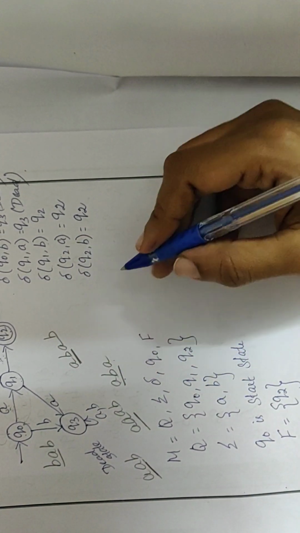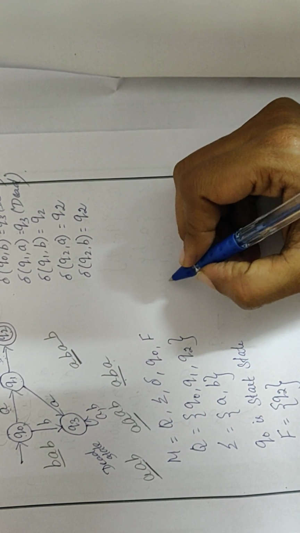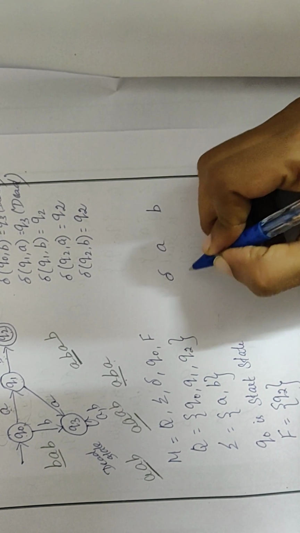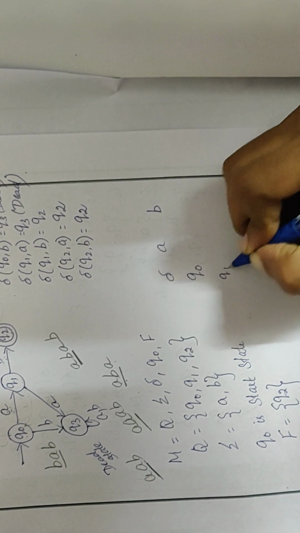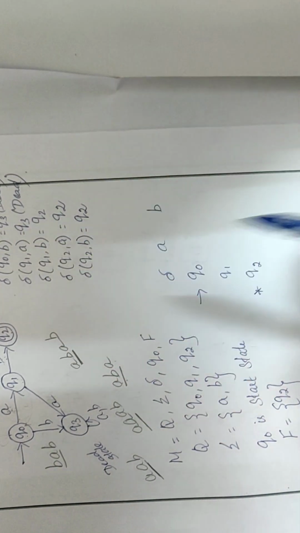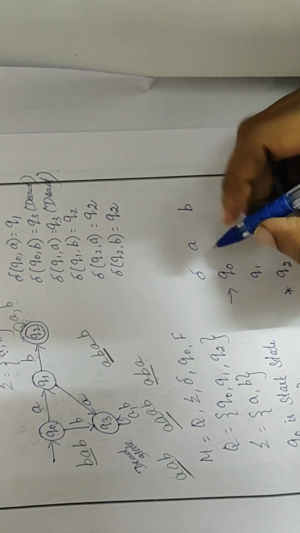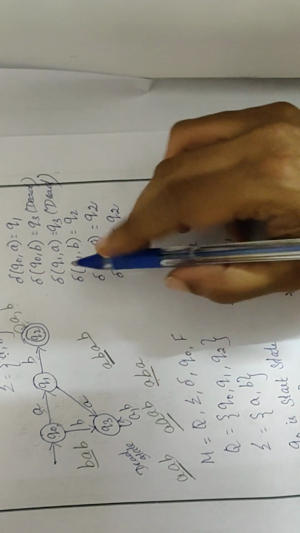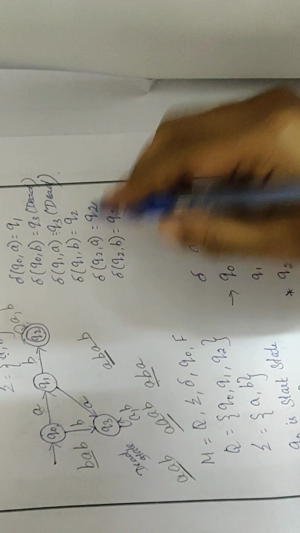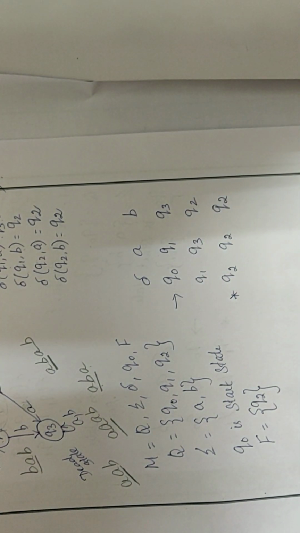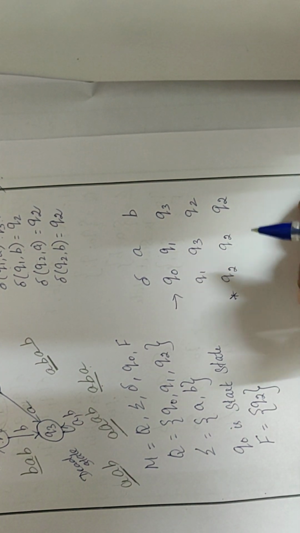Next here, transition table. How many alphabets I have? A, B. How many states I have? Q0, Q1, and Q2. This is my start state. This is my final state. So Q0 comma A is Q1. Q0 comma B is Q3, nothing but dead state. Q1 comma A is Q3. Q1 comma B is Q2. Q2 comma A is Q2. And Q2 comma B is Q2. This is the end of this sum. Thank you.